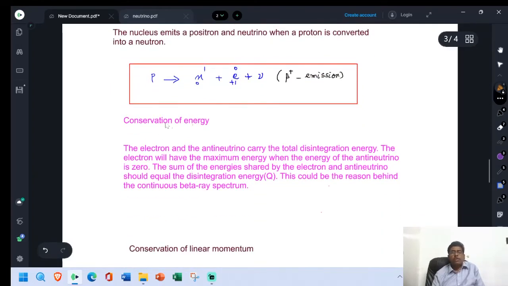First, we should talk about conservation of energy. The electron and the antineutrino carry the total disintegration energy. The Q value is shared by the electron and antineutrino. The electron will have the maximum energy when the energy of the antineutrino is 0. The sum of the energies shared by the electron and antineutrino should equal the disintegration energy Q. This could be the reason behind the continuous beta ray spectrum.